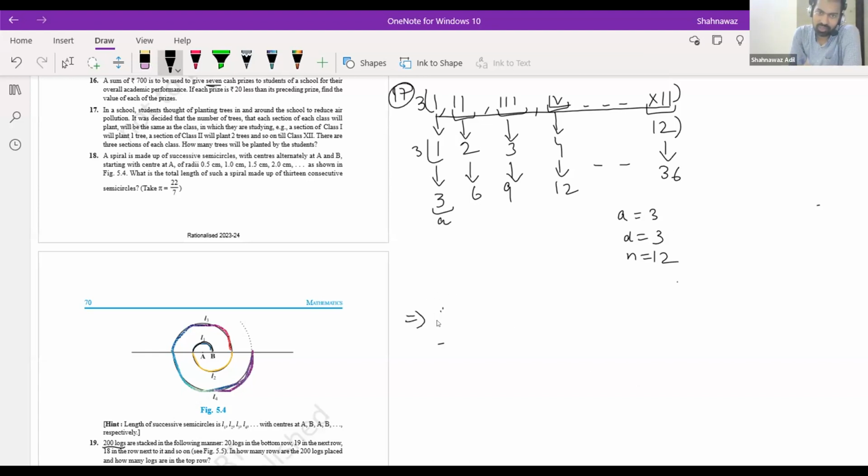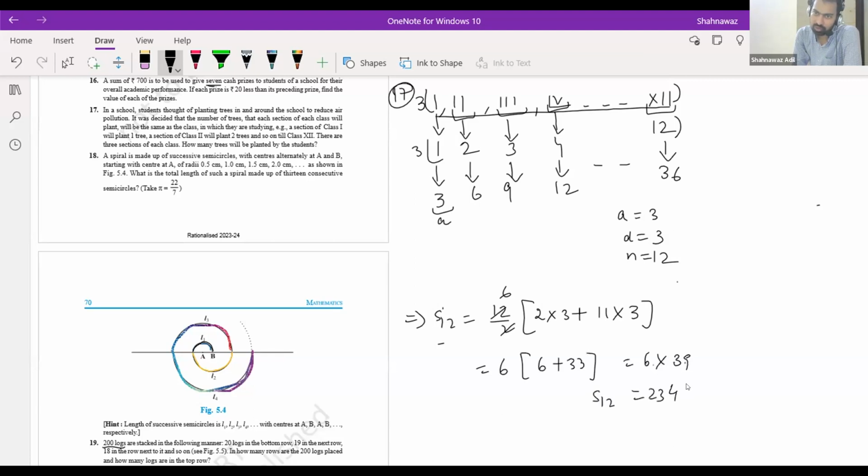So S12 we need to find out: 12 by 2 into (2 times 3 plus 11 into 3), right? So 6 into (6 plus 33), which is 6 into 39. So how many plants? So 234 plants. Right.